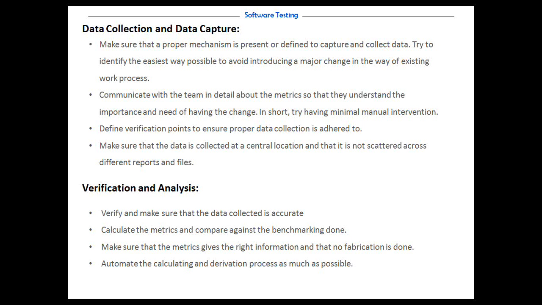Now the verification of the data and the analysis. Verify and make sure that the data collected is accurate. Calculate the matrix and compare against the benchmarkings that you had done earlier. Make sure that the matrix gives the right information and that no fabrication is done. And automate the calculation and derivation process as much as possible.